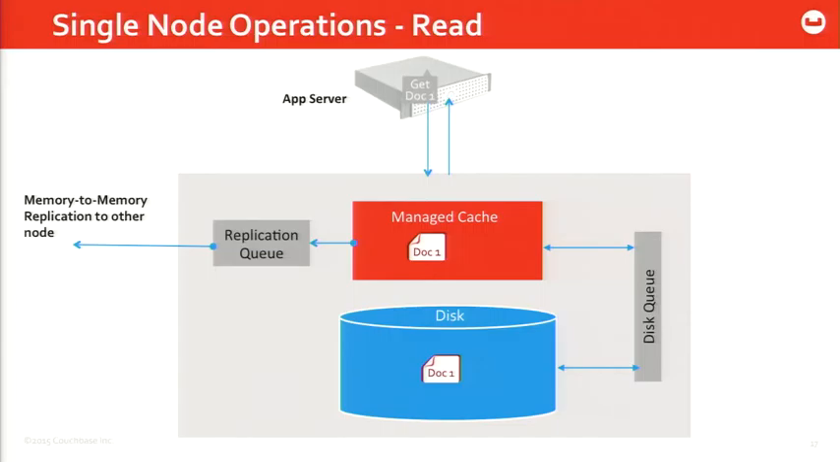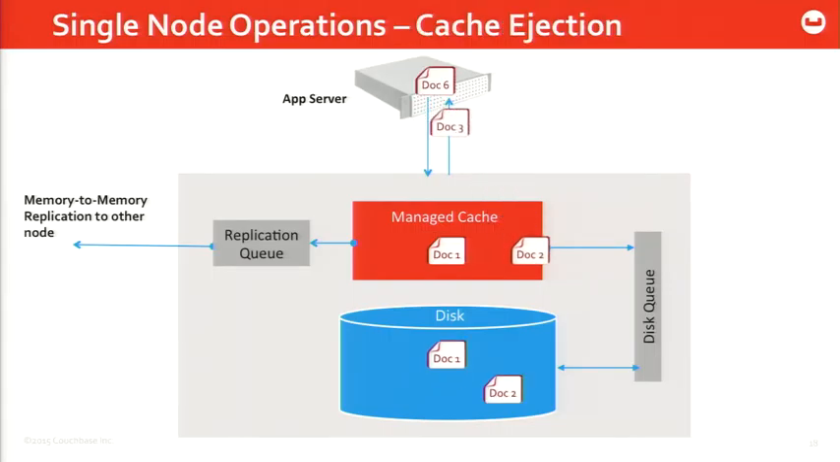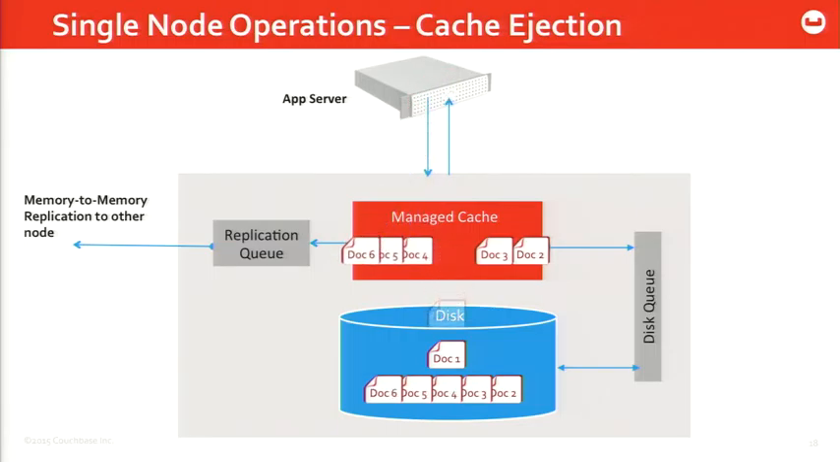Okay? So read operations are simple. If it's in memory, you just read it back out of memory. And if it happens to be on disk, because we've had a cache ejection, which means there's a lot more data than can fit in memory, obviously we have to take off some of the older data from memory, but it still resides on disk, right?